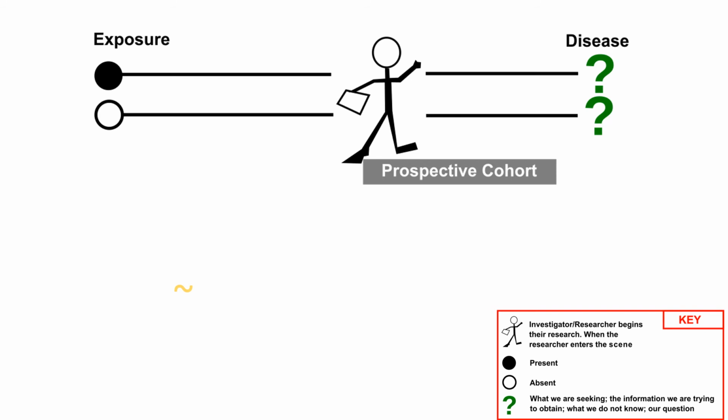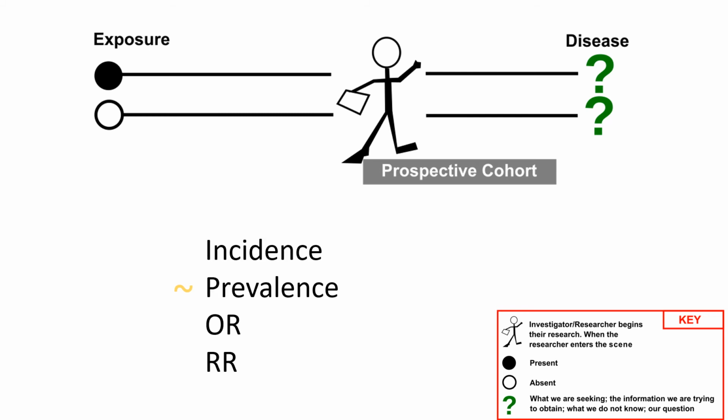Prevalence? Maybe. It depends on how you select your cohort. If it is a good selection where you picked people that are very representative of the population you care about, then prevalence you can approximate through your prospective cohort. But if you selected your cohort in a different way, it could be that you're not able to get prevalence. So that's why I've got a little tilde there.